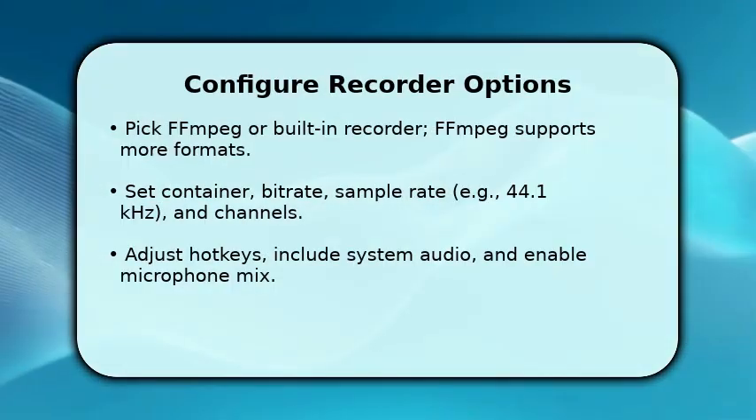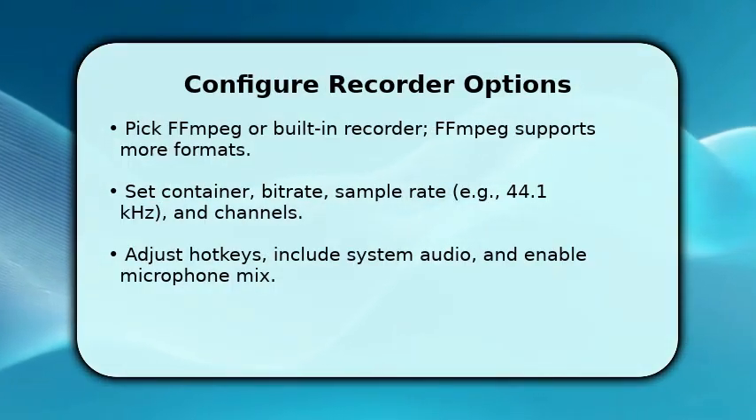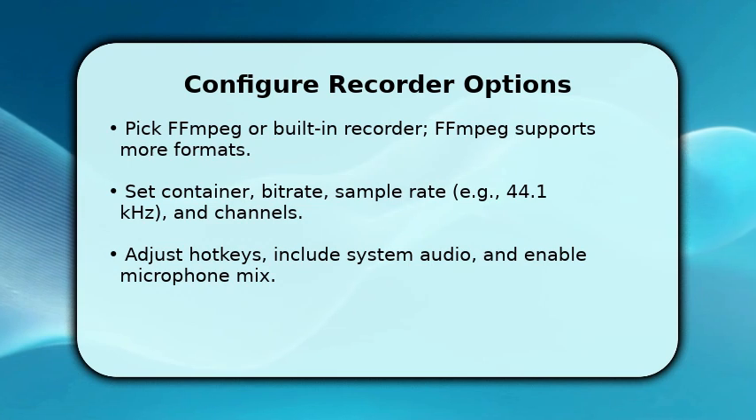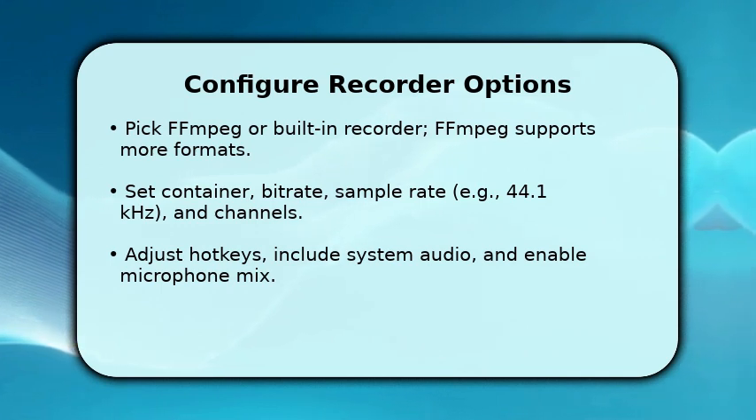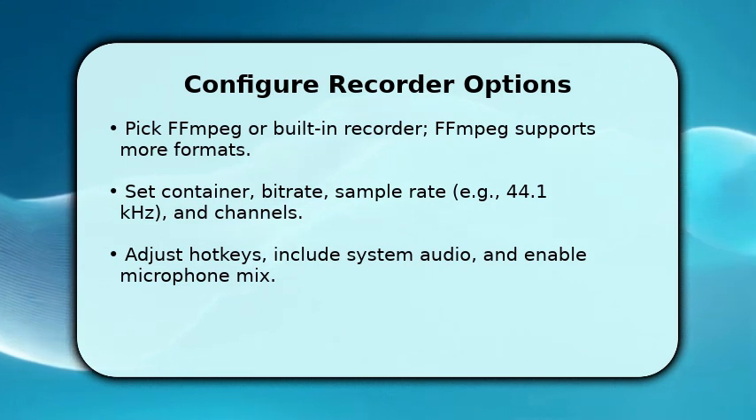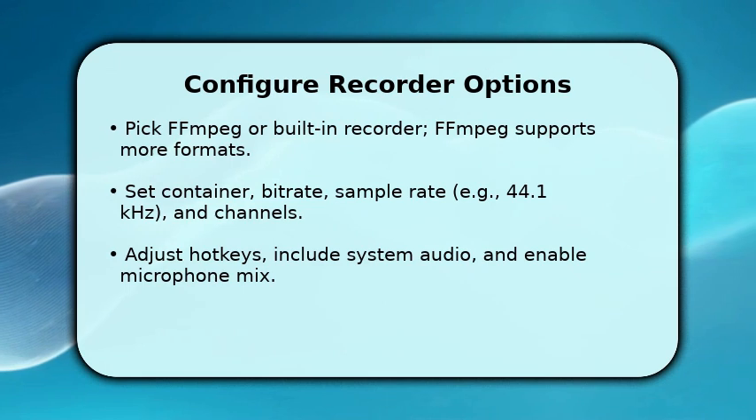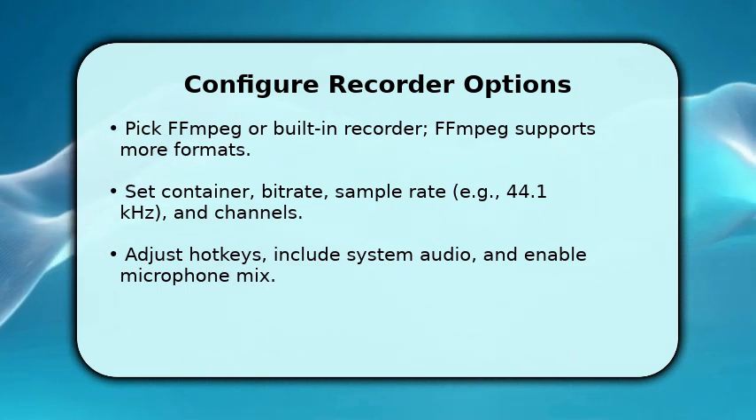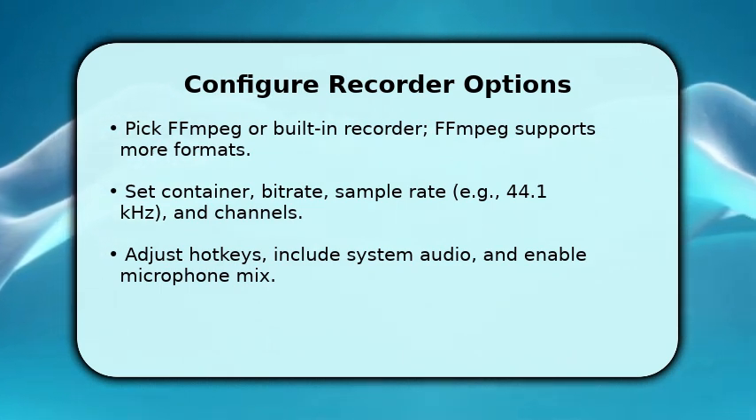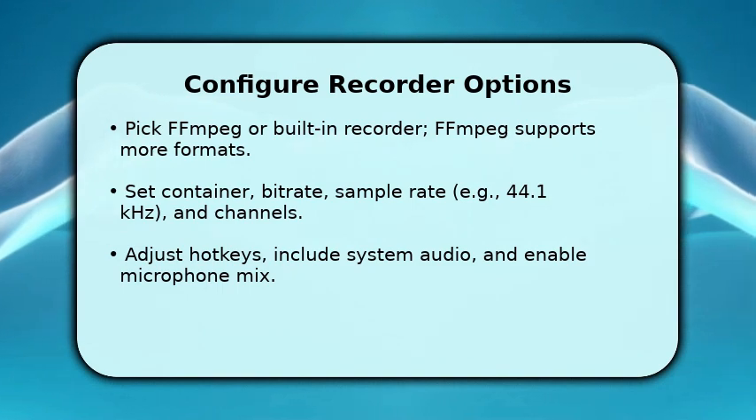Now you refine recording options to match your needs. If you need more formats and control, choose FFmpeg as the recorder. Otherwise, the built-in option works for simple capture. Then set container and audio parameters, select a stable bitrate and a 44.1 kHz sample rate with stereo if you want system plus mic mixed. Next, assign a hotkey for start/stop and enable system audio or microphone mix as required. Once done, test a short clip to verify levels and file output format are correct.